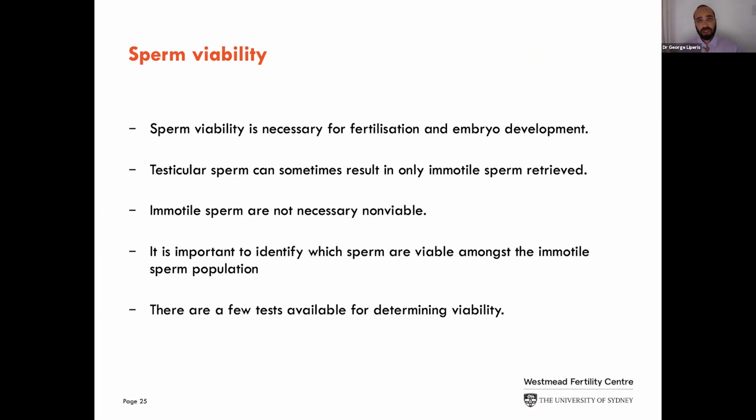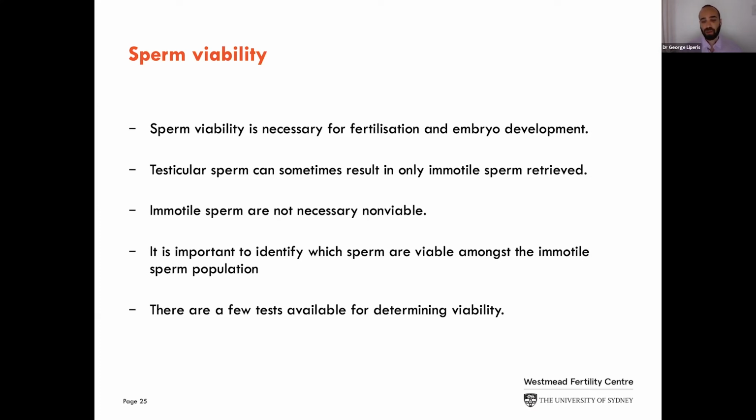Also, when we evaluate sperm, sperm viability is an important parameter that we consider because it is important for fertilization and embryo development. Sometimes in unejaculated sperm cases, for example in Kartagener cases, or with testicular sperm, only immotile sperm may be retrieved. Immotile sperm are not necessarily non-viable. So it is important to identify which sperm are viable amongst the immotile sperm population.